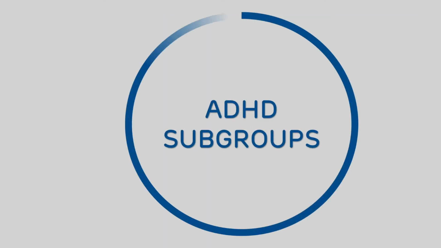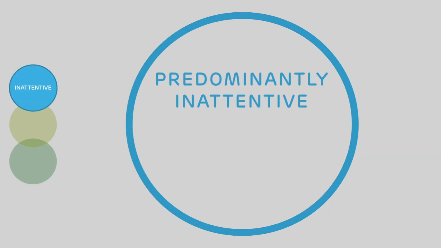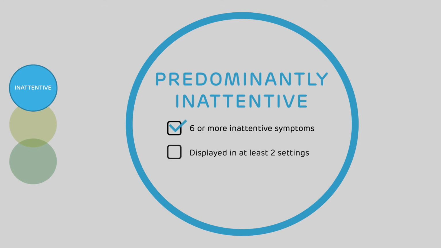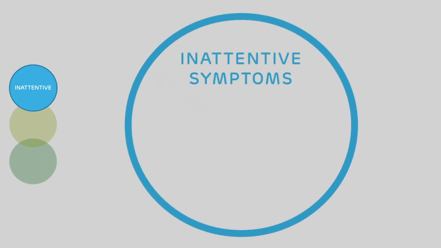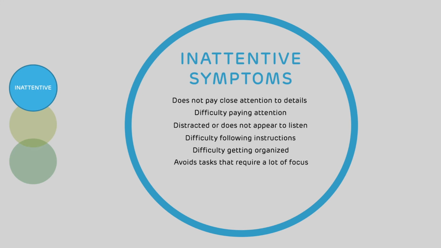As mentioned before, ADHD does have subgroups. The first one we will go over is called the predominantly inattentive presentation. To have this presentation, your child should have 6 or more of these symptoms displayed in 2 different settings for at least 6 months. The symptoms they could experience are not paying close attention to detail, difficulty paying attention, being distracted when they are spoken to directly, trouble with following instructions/completing assignments, difficulty organizing tasks and activities, avoiding tasks that require a large amount of mental focus, losing important materials, being easily distracted, and forgetfulness.